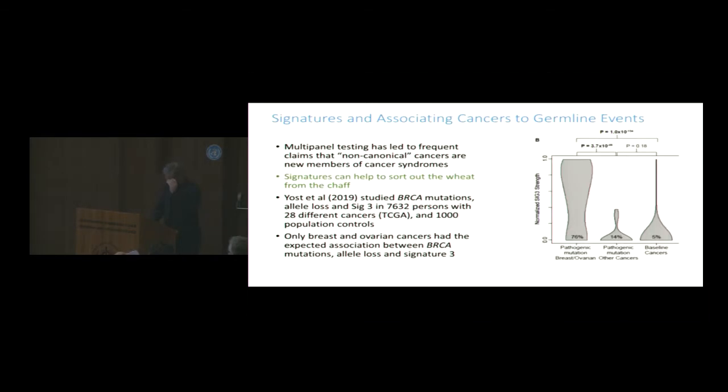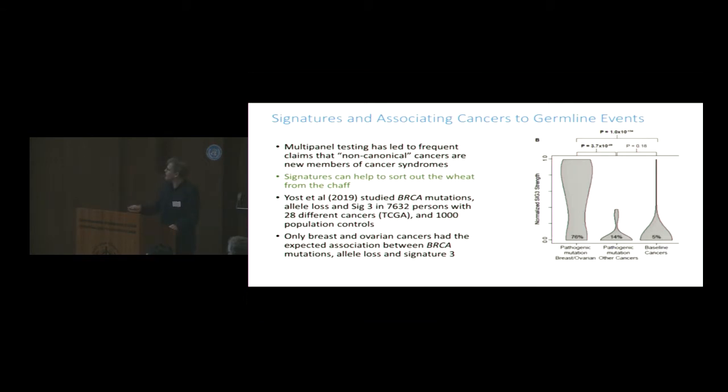This is from Naz Rahman's group with Ludmil's assistance, in that they looked at the TCGA data set and showed, for example, that having a germline BRCA mutation by itself doesn't necessarily mean you're going to have a strong signature 3. It's shown here. Only in those tumors, such as breast and ovary, that are canonical parts of the BRCA phenotype, did they see this. They didn't see a high signature 3 when the mutations were occurring in other tumors.